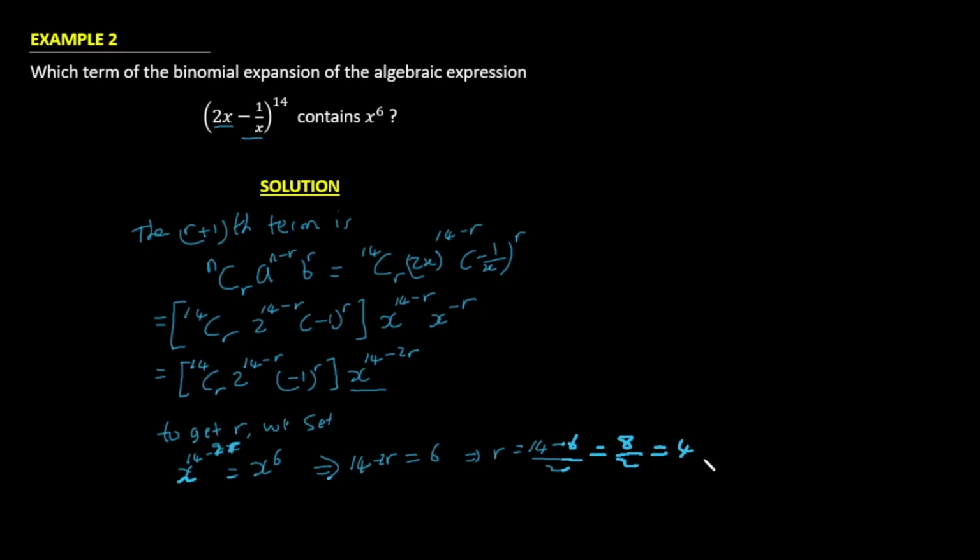So since our r is 4, we can say the term in x to the power of 6 is the fifth term. We add 1 to r to get the term. So the fifth term is the answer.